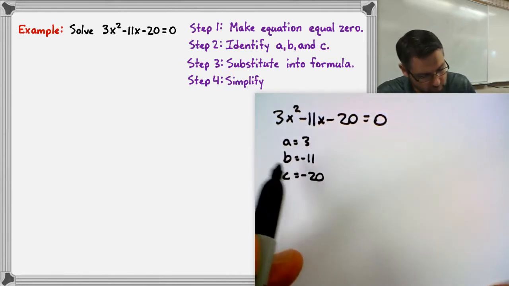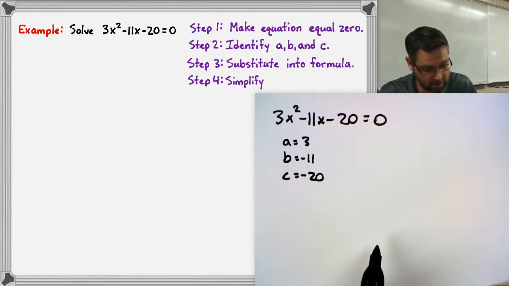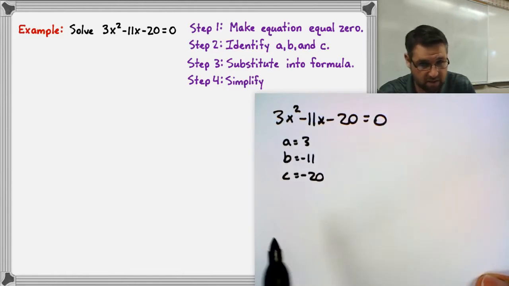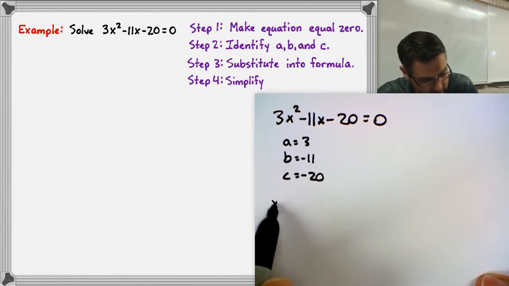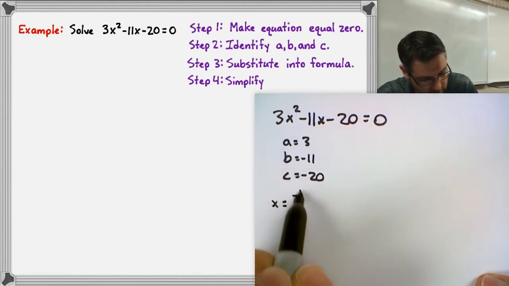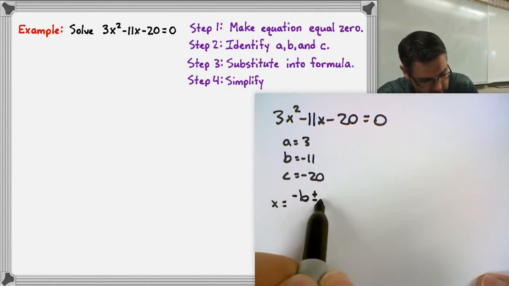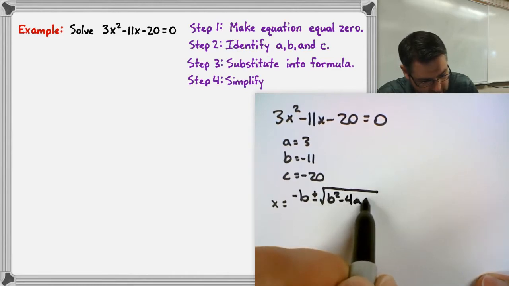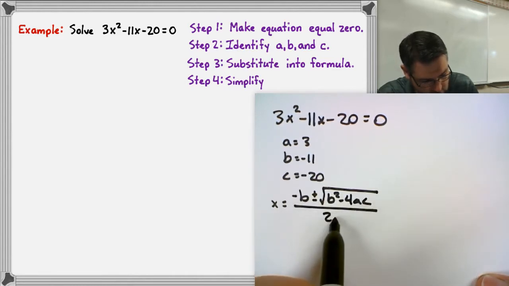Now, from here, step 3 is to substitute. So we're going to substitute into this formula. I'm going to give you two different methods to see this. We would write down x equals, well, let me write down the formula here. Negative b plus or minus the square root of b squared minus 4ac all over 2a.